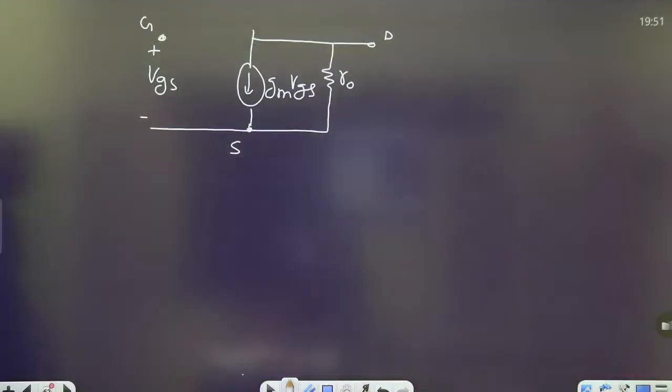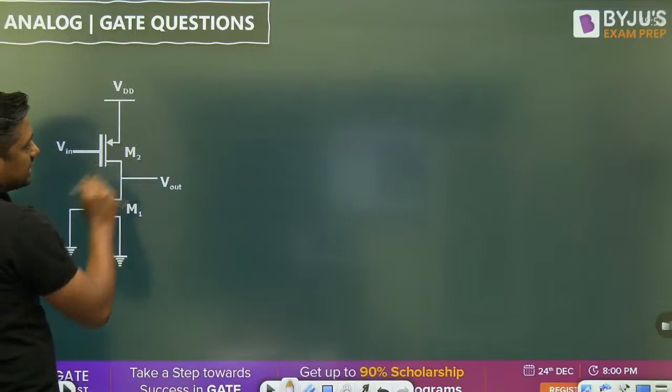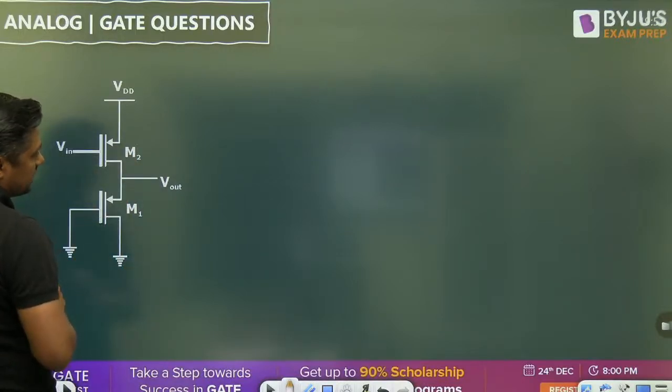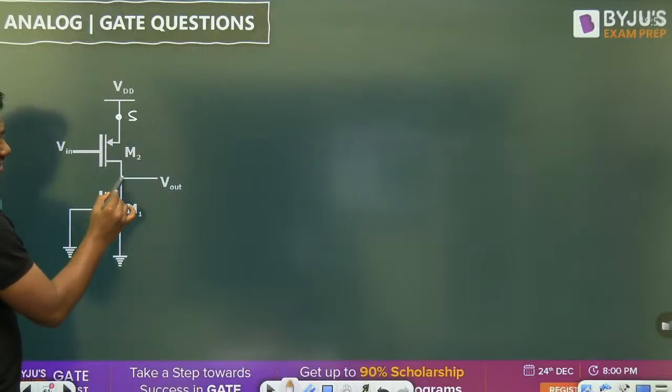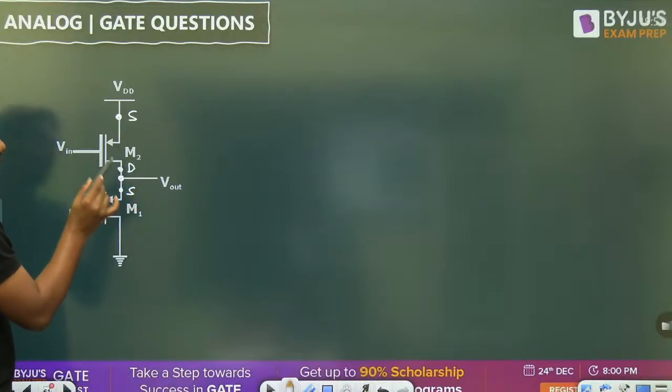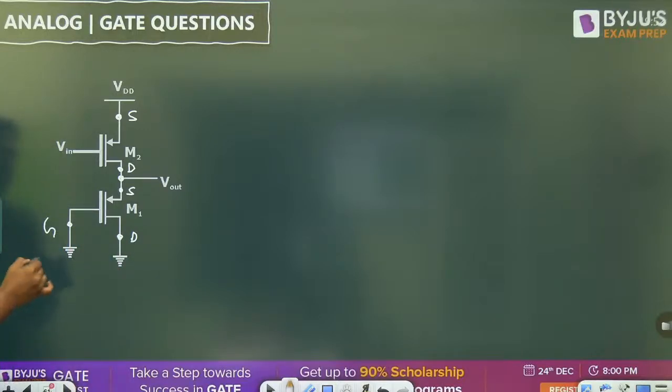So when the small signal model is considered, we have the two MOSFETs, M1 and M2. Let for this MOSFET the transconductance be gm2, and for this MOSFET the transconductance be gm1. This is the source terminal. This is again the source terminal of the first and the drain terminal of the second, so we have to connect the drain with the source. And in this case, the drain is connected to ground. Gate is also connected to ground. This is the first one.